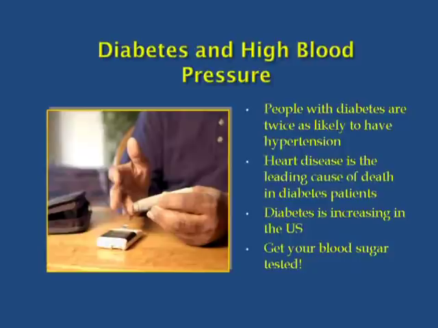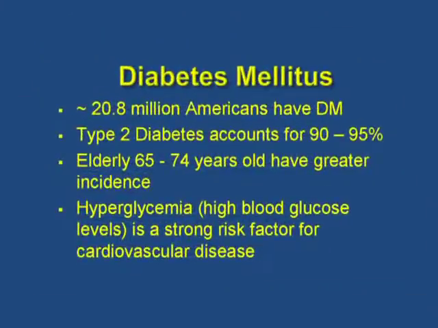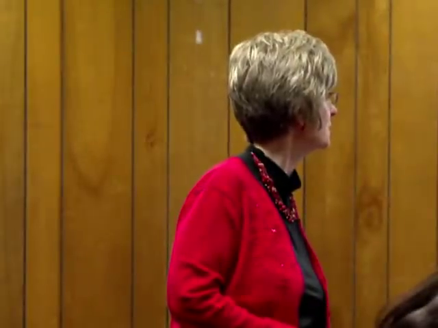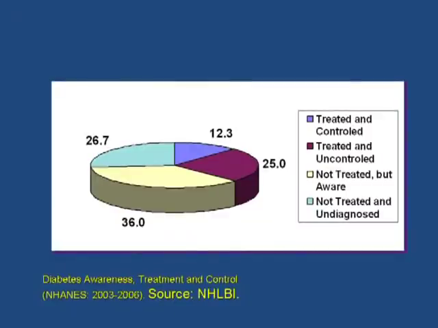And diabetes is moving upwards in our country. More than 20 million people have it. Type 2 diabetes is what I had mentioned earlier, and it accounts for a greater portion of diabetes in our country, nearly 90 to 95%, and it is more prevalent in the elderly. So we have to pay attention to our high glucose and take care of that. This is just a graph taking a look at diabetes being treated and controlled and not treated. So that's that type of graph.